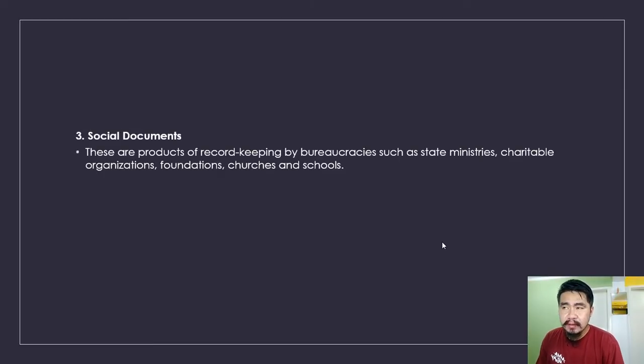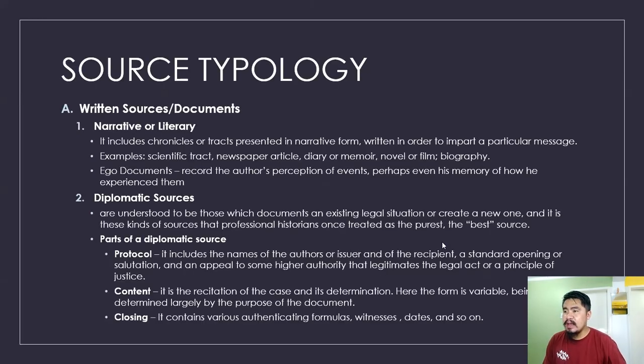Now, the third type of written source will now be social documents. So social documents, gawa siya ng institutions. So for instance, will now be government institutions, churches, and schools. Now, anong kinalaman niya, anong pinagkaiba niya sa diplomatic sources?